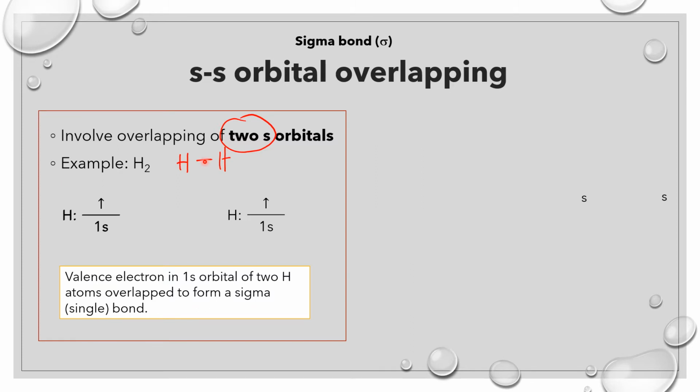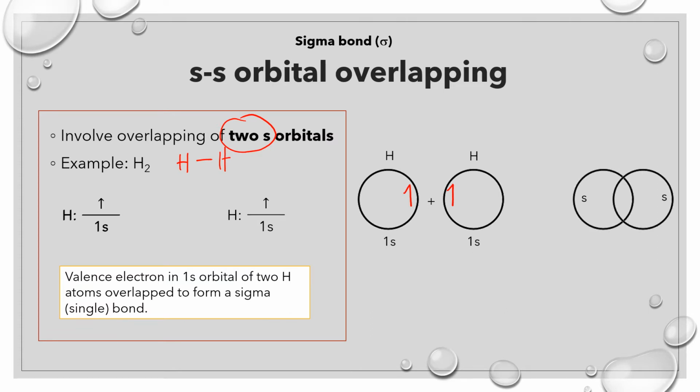So now we want to explain in terms of orbital overlapping. Valence electron in 1s orbital of two hydrogen atoms will overlap to form a sigma bonding. Here we start with atomic orbitals of one hydrogen atom and the other hydrogen atom. And not to forget, this atomic orbital has one valence electron each. When these two atomic orbitals approach each other, overlapping will occur between them, and the overlapping area will contain two electrons that have been shared.